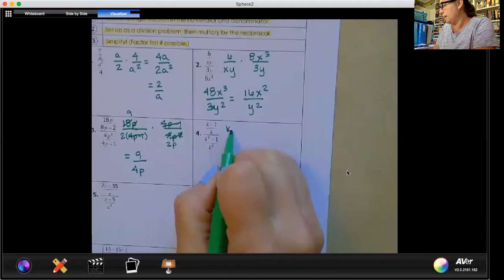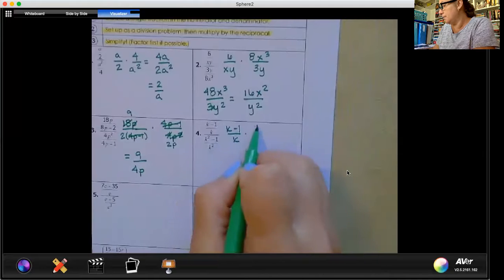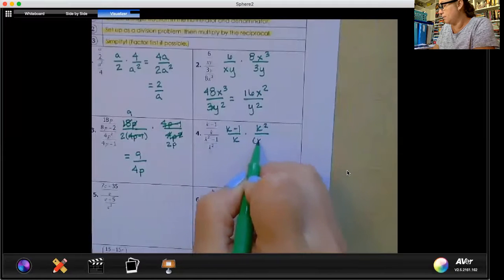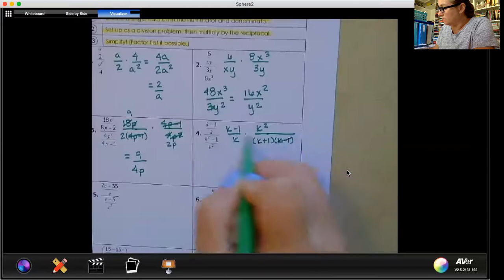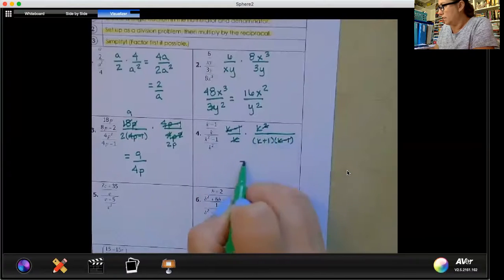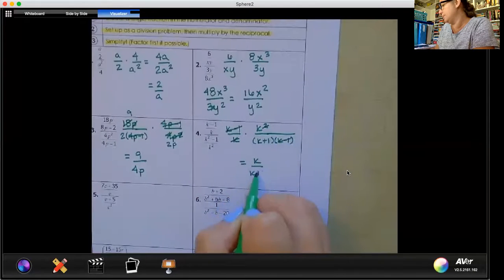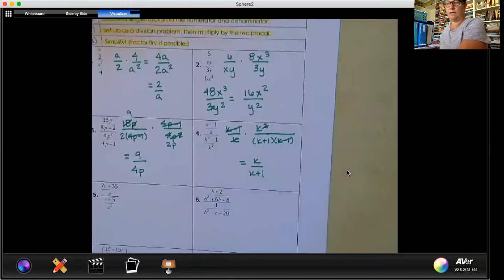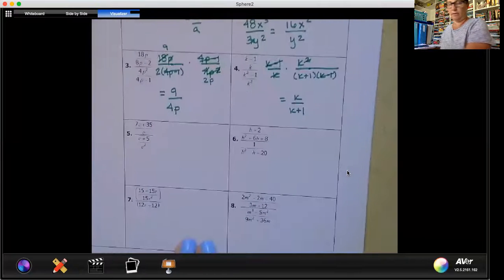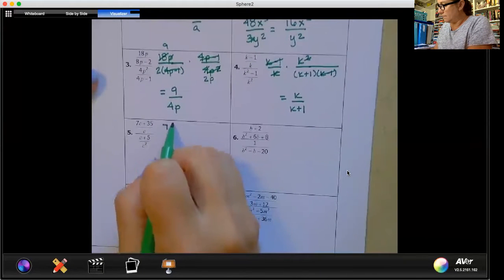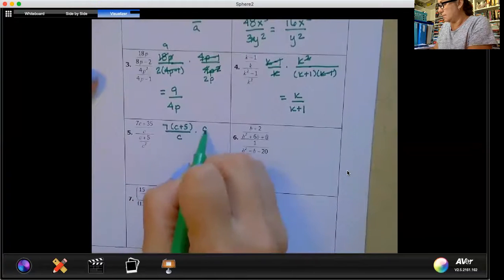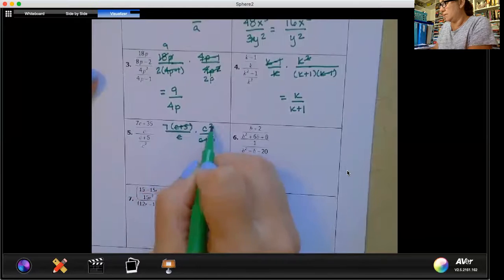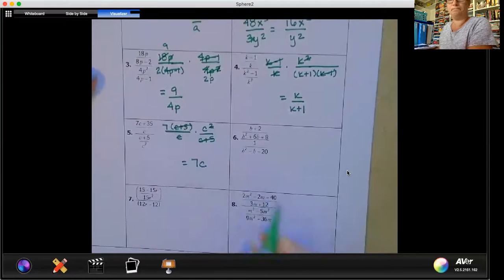For number 4, k minus 1 over k times k squared over k plus 1, k minus 1. Again, factor as soon as you realize you have to, and you get k over k plus 1. And for problem number 5, you have 7 times c plus 5 over c times c squared over c plus 5. Answer 7c.